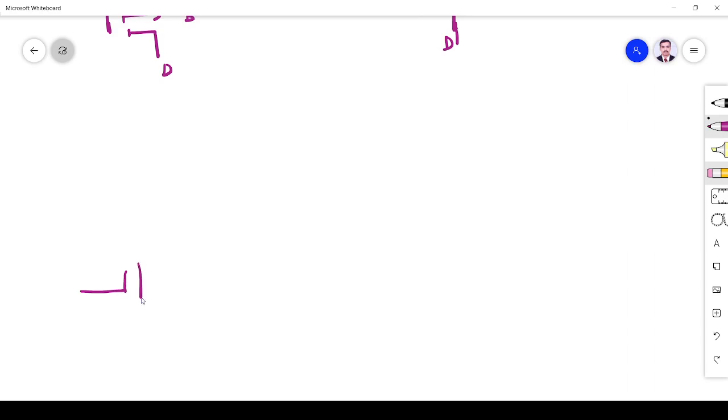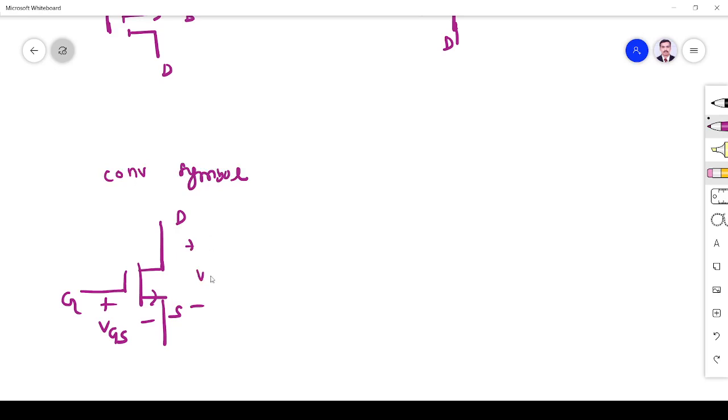This is the depletion MOSFET. We know initially there will be a channel. So D, G, S. Channel means you join it. Okay, so it is VGS, N channel. This is the circuit symbol, the conventional symbol, right? Here plus minus VDS. The circuit symbol is like this.